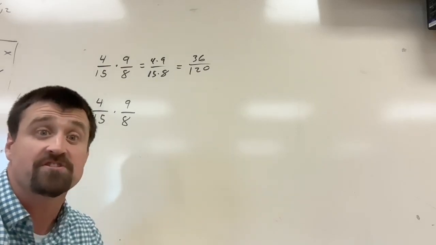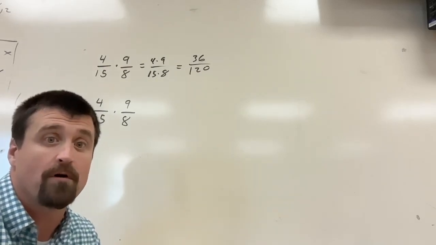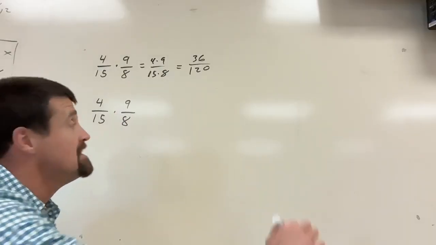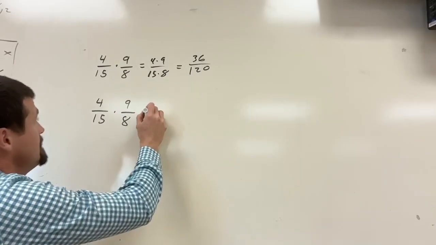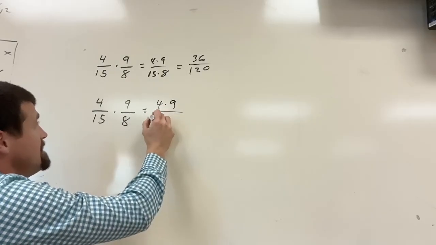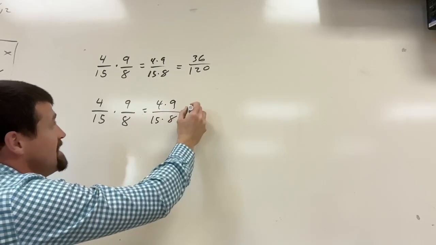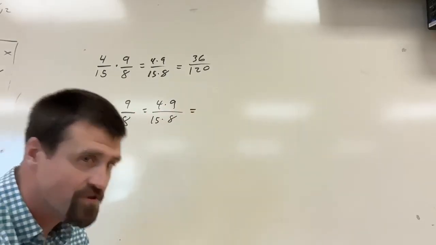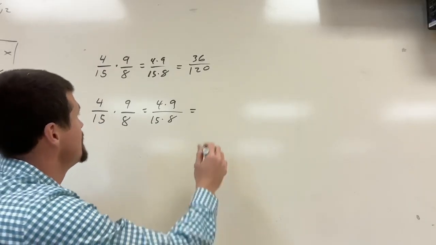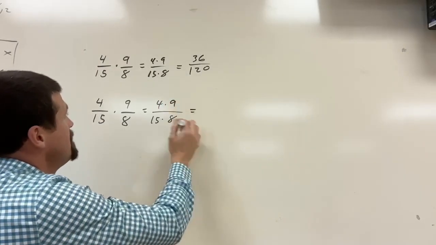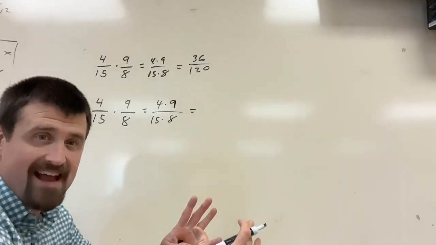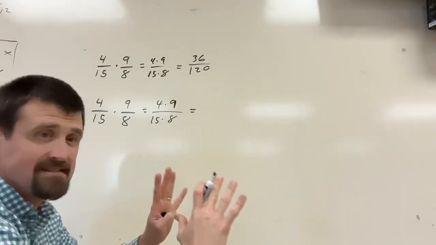Here's my suggestion, and this is the way I would approach an algebra problem, rational expressions being multiplied the same way. So what we're going to do here is we set it up multiplying across, 4 times 9, 15 times 8. And again, there's no common denominators or anything associated with multiplying fractions. That's not necessary.